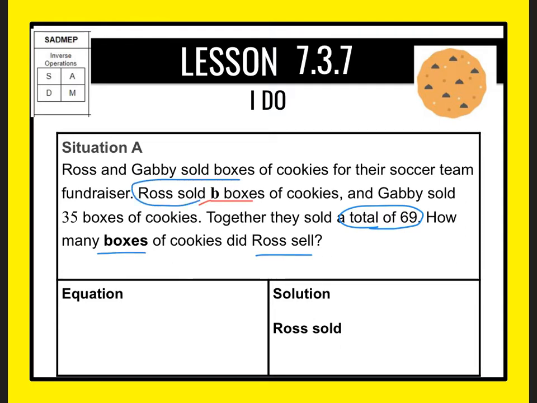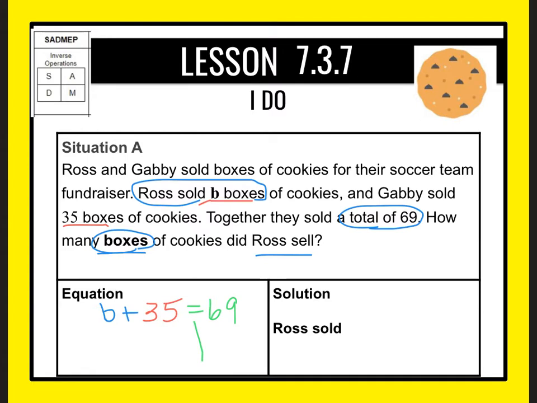So this is who I need to solve for. So if I set up my equation, I know boxes is going to be my variable. We just know that Ross sold B boxes plus Gabby, she sold 35 boxes of cookies. And together, they sold a total of 69. Okay, so if you look up here, there's addition going on. So to mathematically solve for this, I know you all know we're just going to have to subtract the number of boxes that Gabby sold and we'll figure out Ross, right?